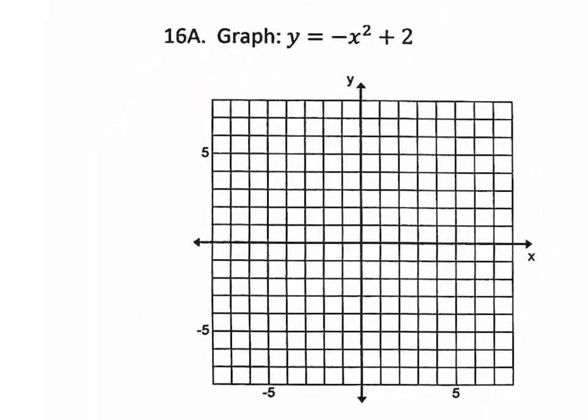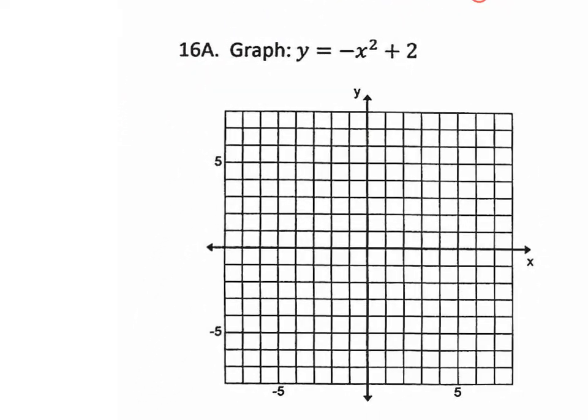16. It says graph. Do we end up with a line, or do we end up with a parabola, or what do we end up with? Parabola, because it's a quadratic equation. Now there's two ways of looking at this.